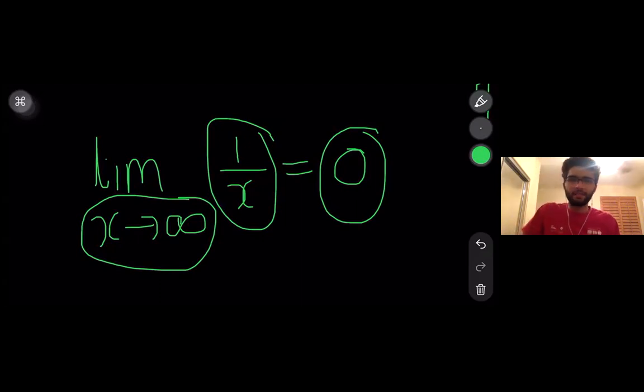As x increases, you will have the function value reduce. As x decreases, you'll have the function value increase. For example, 1 over 25 will be a lot smaller than 1 over 2. So what happens to this function as x approaches infinity?